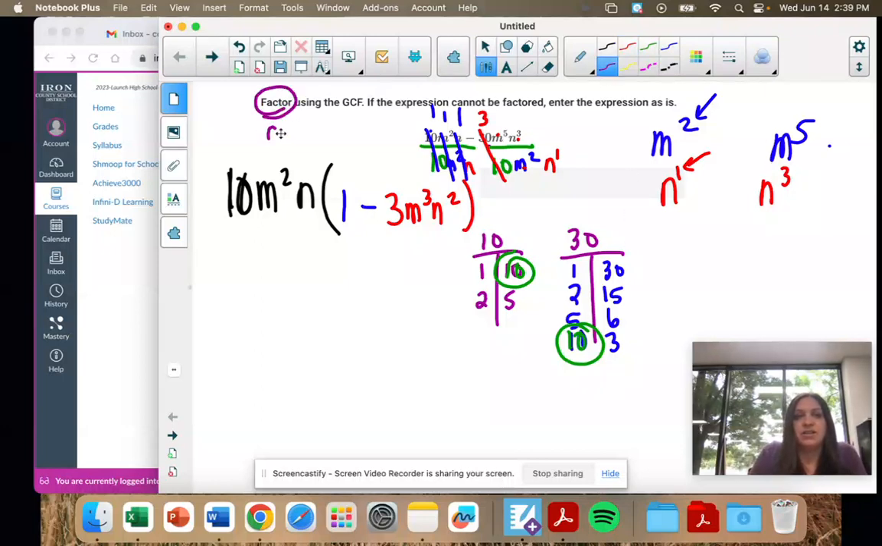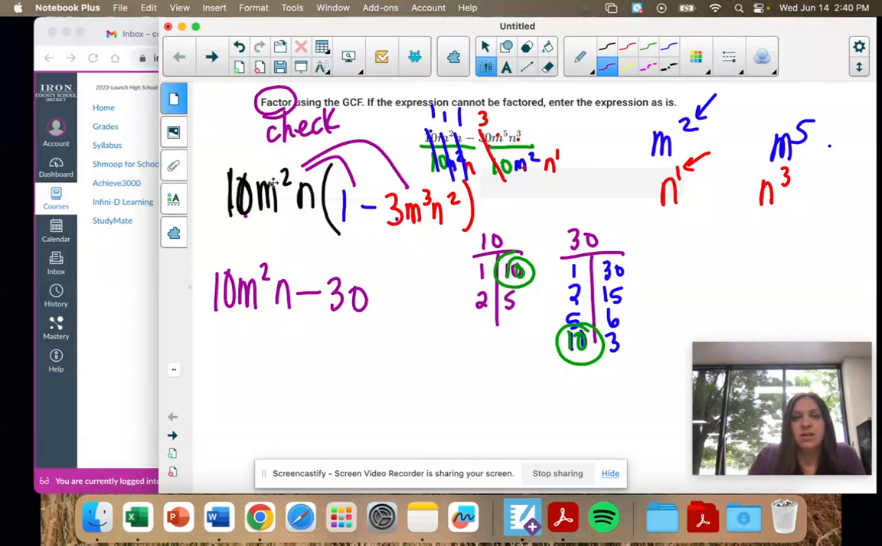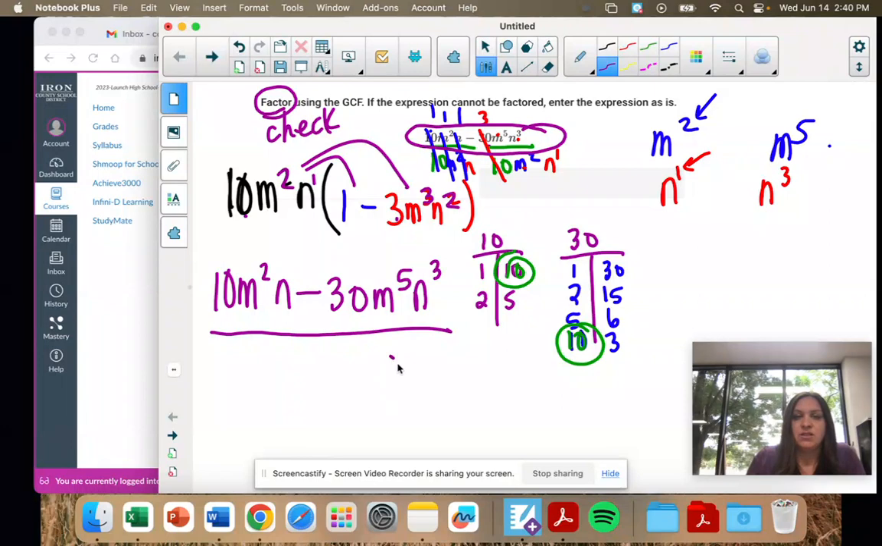And then I like to check my answer. So if I were to distribute this, I would be left with 10 m squared n, because we're just multiplying it by 1, minus 10 times 3 is 30. We have 2 m's and we're adding 3, so that'd be 5. We have 1 n and we're adding 2, so that would be 3. And that puts us back to what we started with, which means check we did it right.